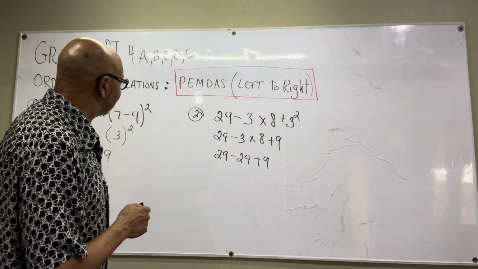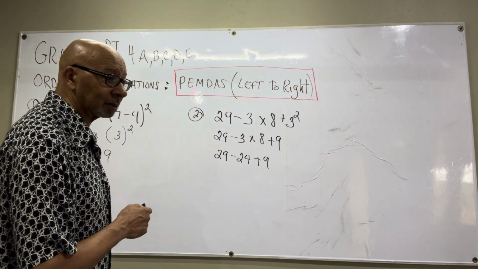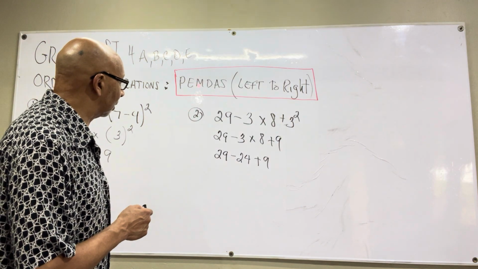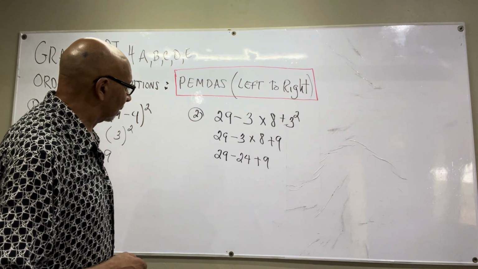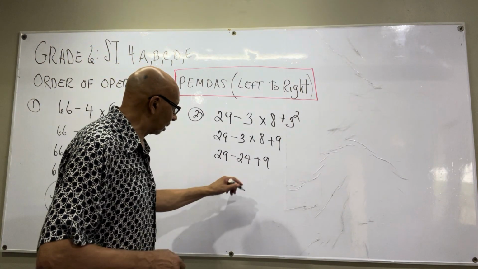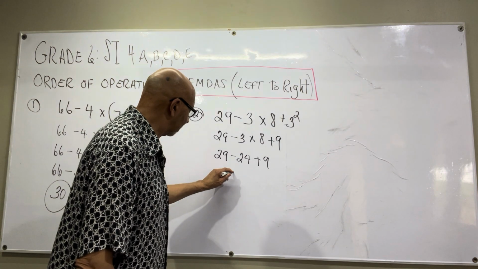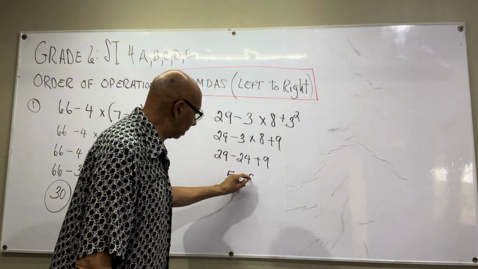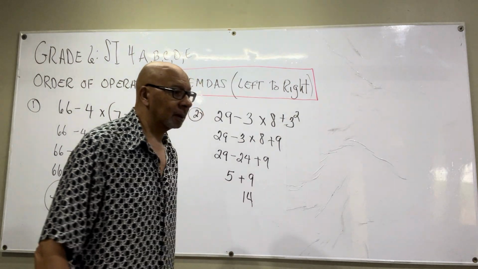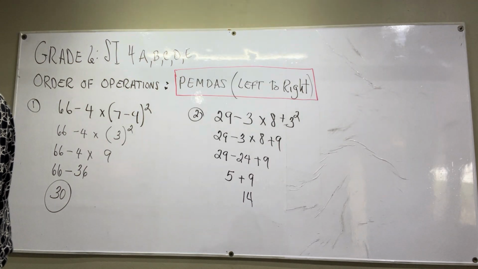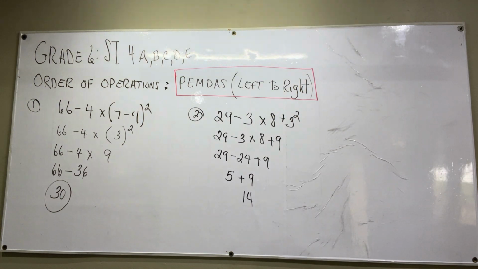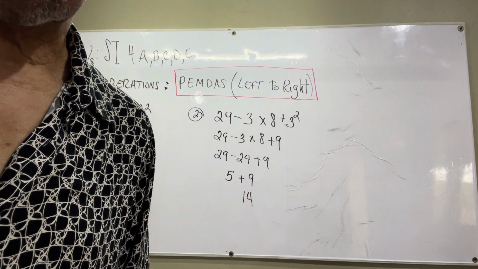So I've taken care of parentheses I didn't have, exponents I dealt with, multiplication I just completed. Now I have to do addition and subtraction. So going from left to right, 29 take away 24 is 5, plus 9 is 14. So 14 was answer C as well. So let me stop right here, clean this off, and then we'll come back. So that's 7 minutes. We're doing all right.